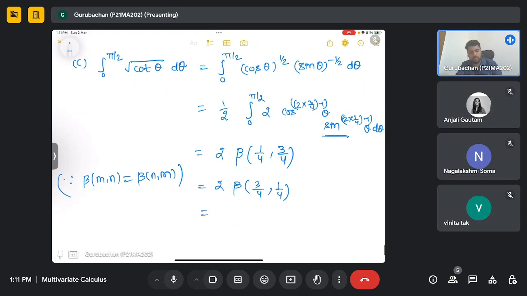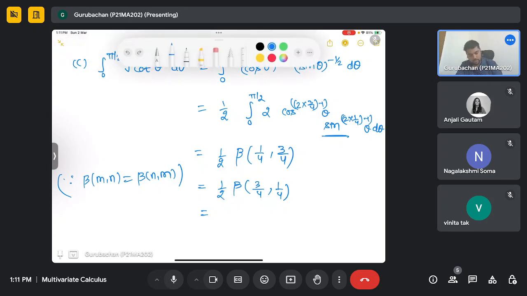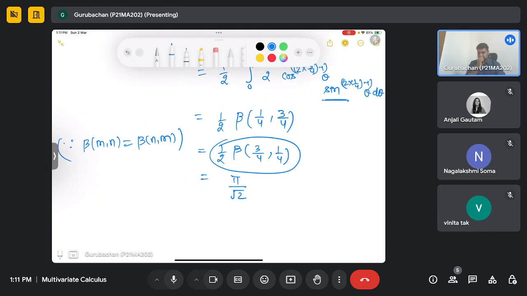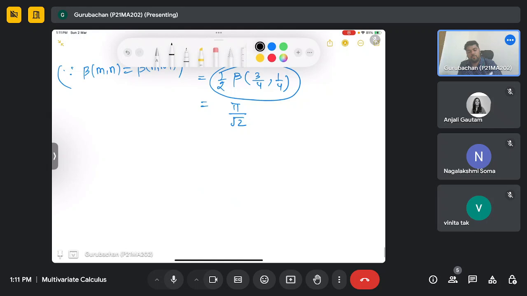And in the above, we have calculated exactly this value, which is nothing but pi by root 2. So this is a glimpse of beta and gamma function.